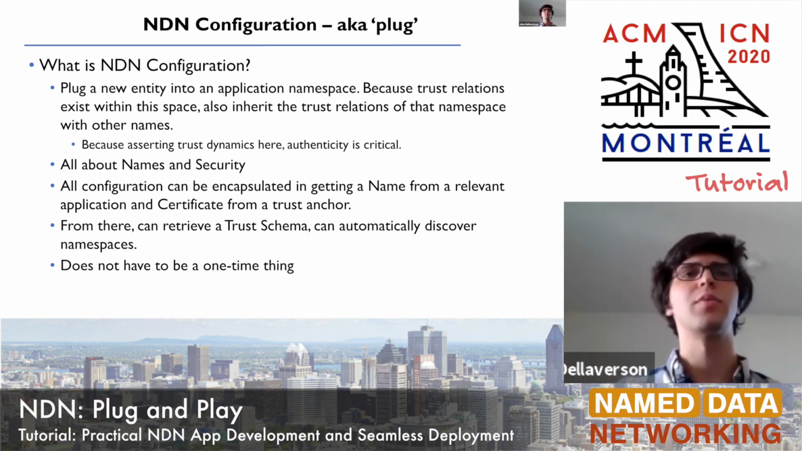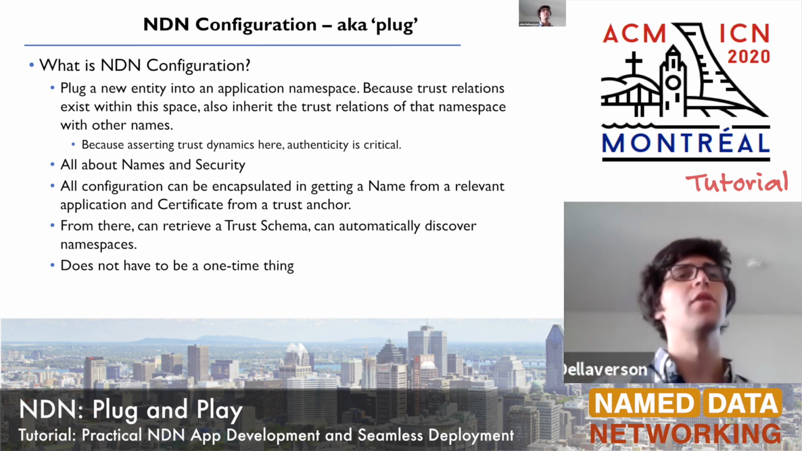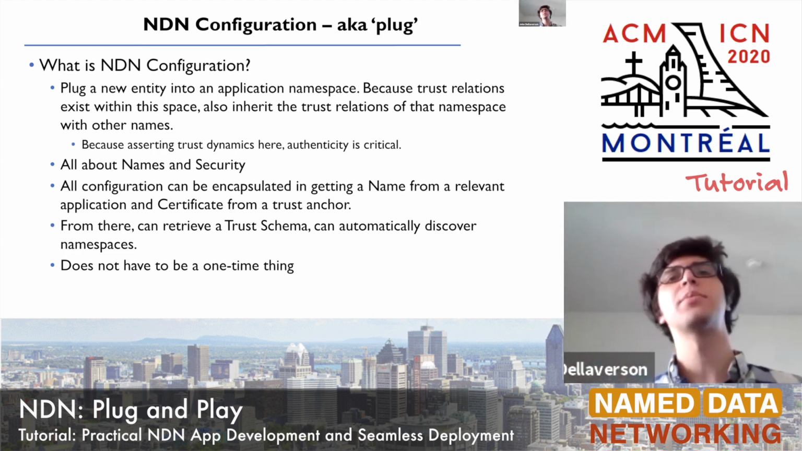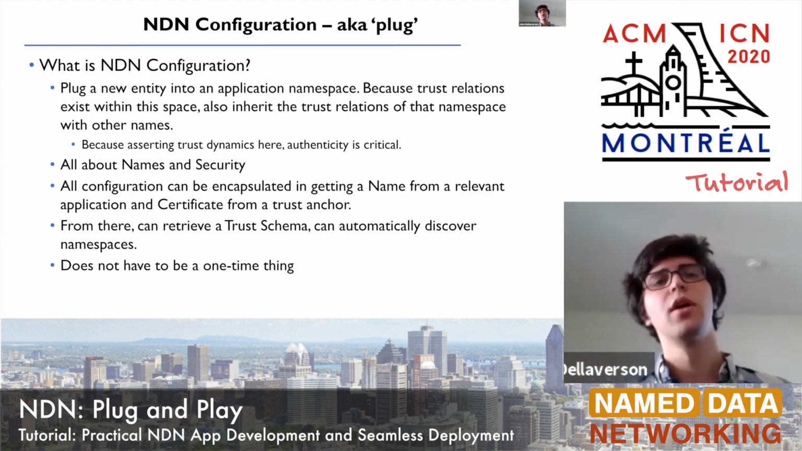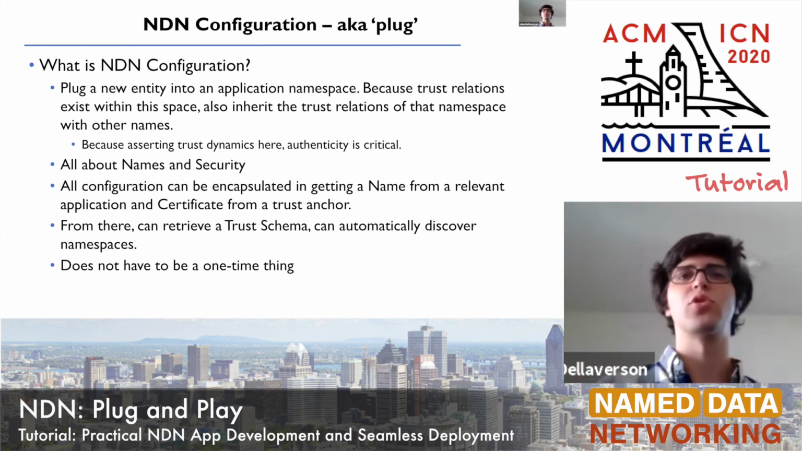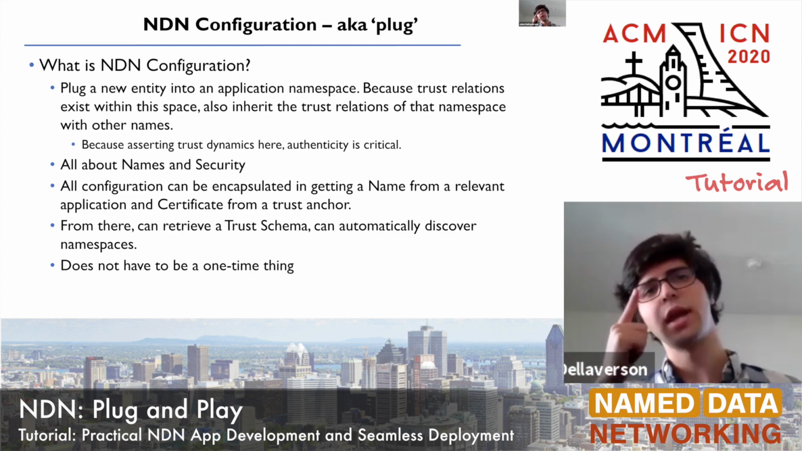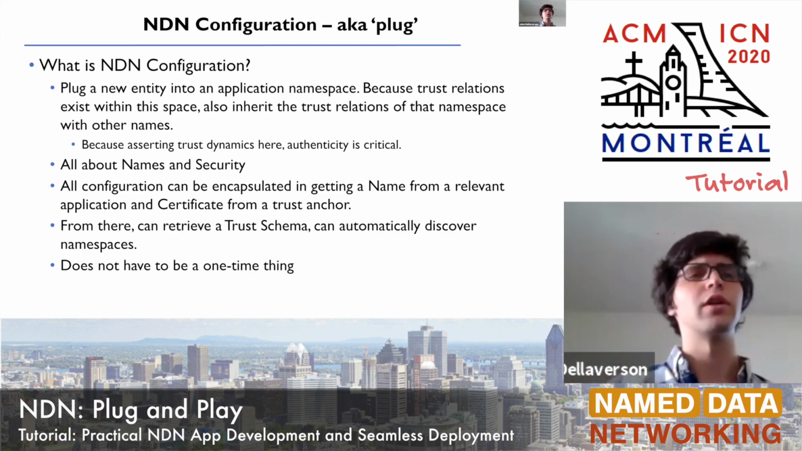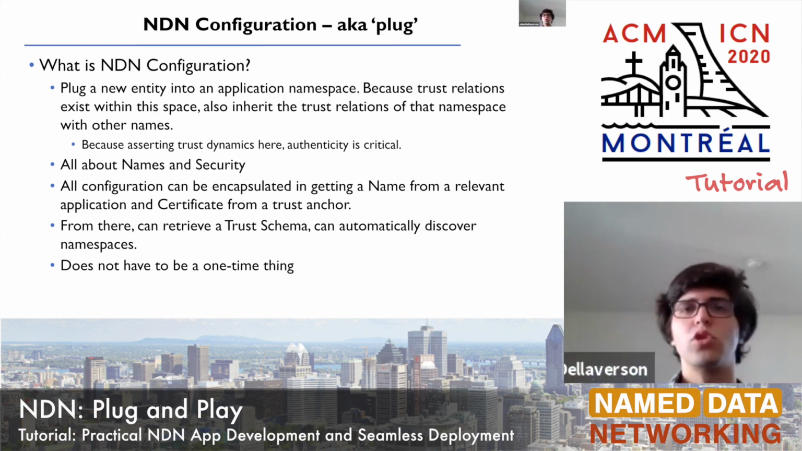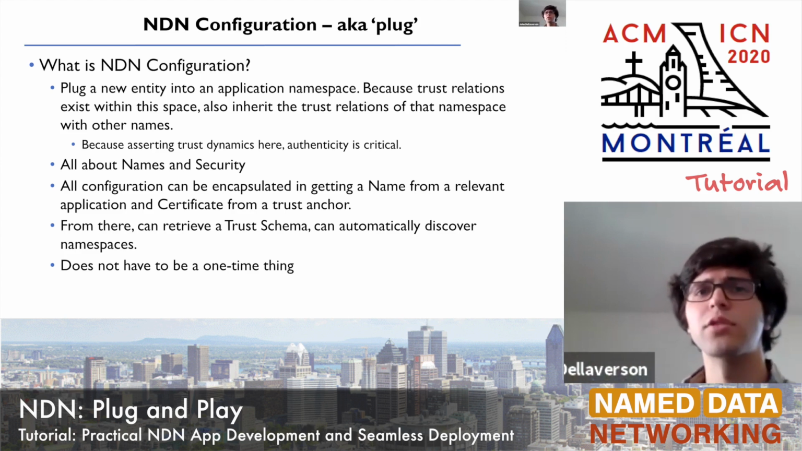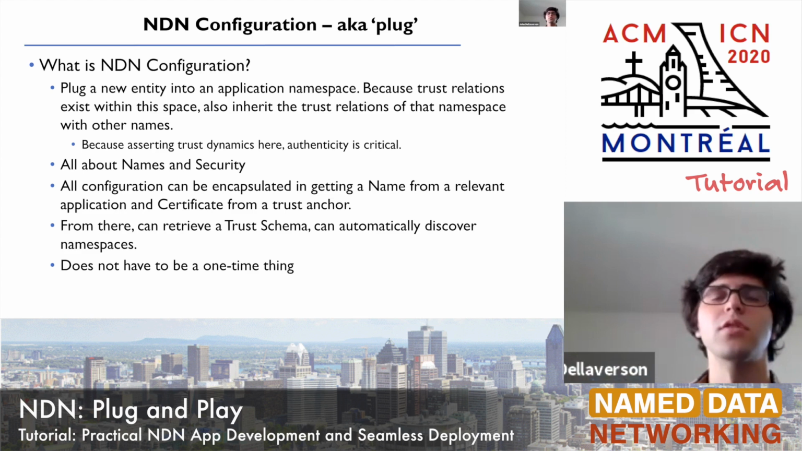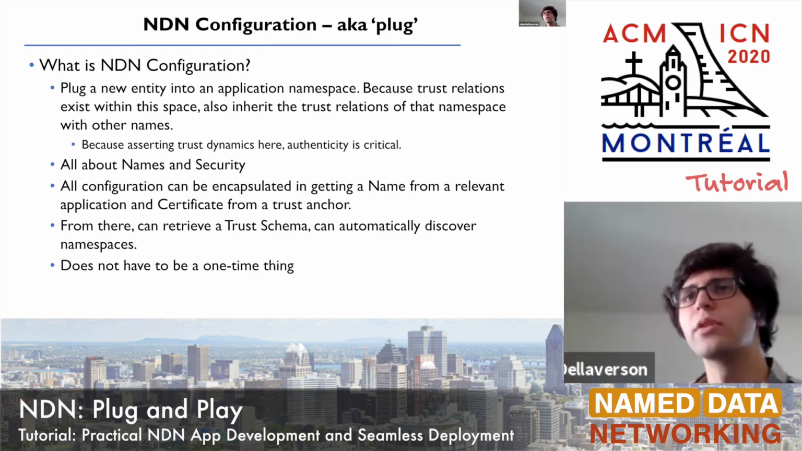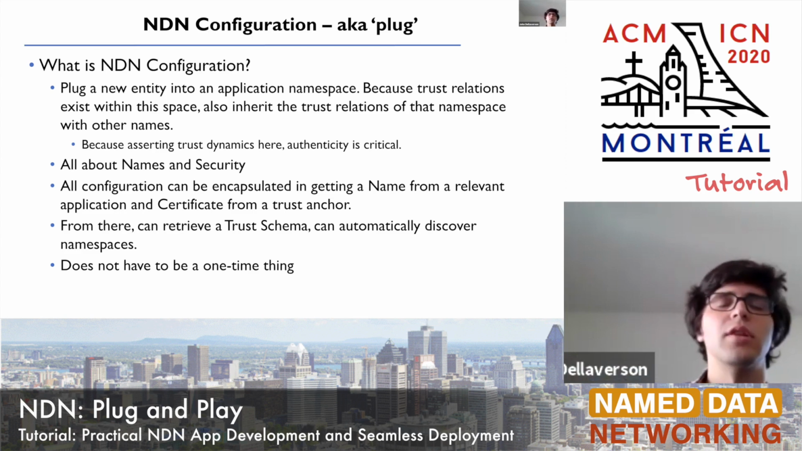And in fact, it's about those two things to such a degree that all configuration can be encapsulated in A, getting a name from a relevant application, and B, getting a certificate from the trust anchor that governs or administrates that particular namespace. And from there, you can retrieve a trust schema, either from the trust anchor or from somewhere else. You can automatically discover namespaces. You can sort of autonomously do the play aspect, which we'll see later.